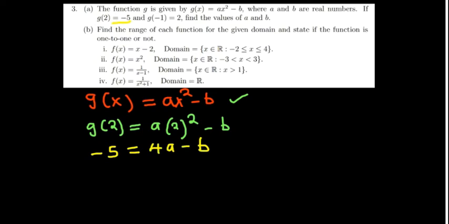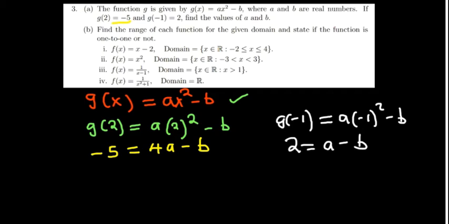And then I'll use white for the other part. So we have g of negative 1 as well. What that means is in the function where there is x, you put negative 1. For g of negative 1, the question tells us the answer was 2. So negative 1 squared is 1, so it will just be a minus b. So we have these two simultaneous equations.